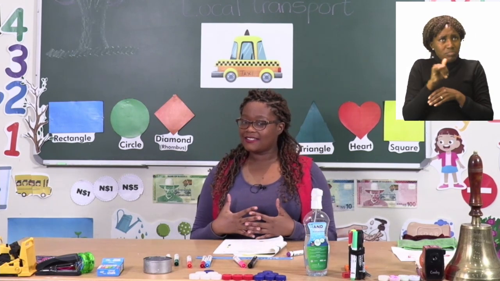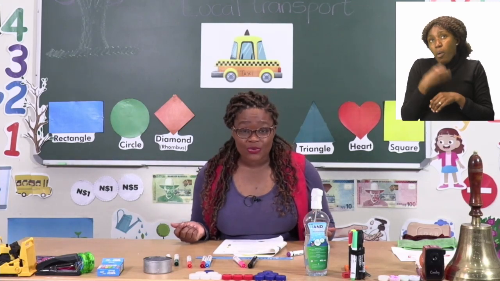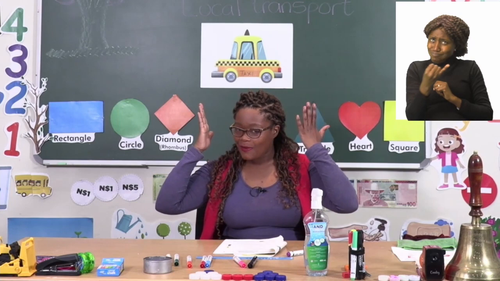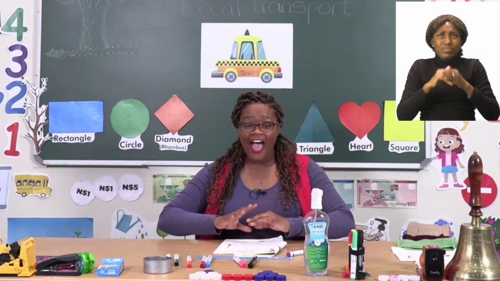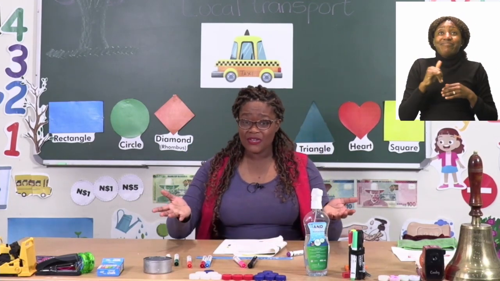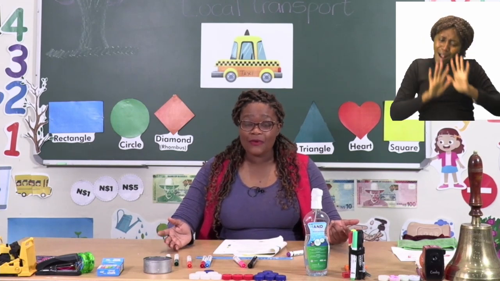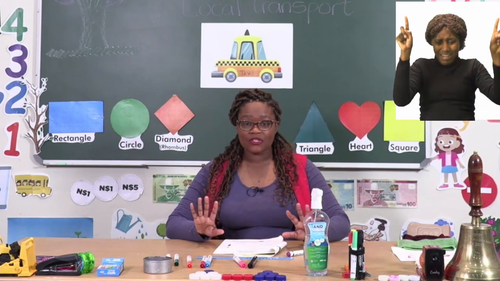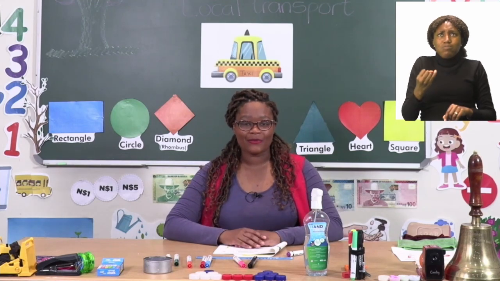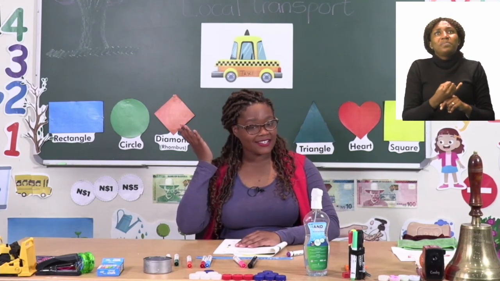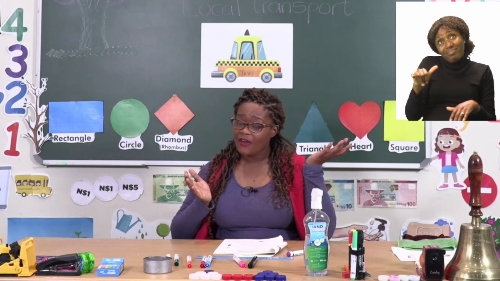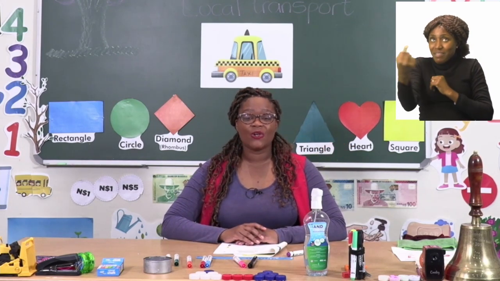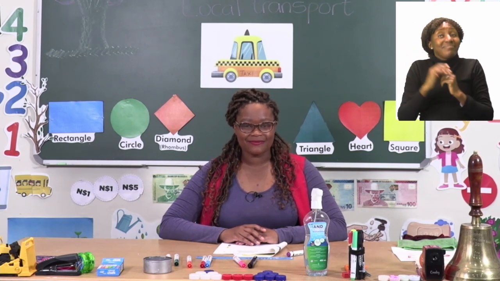Now, I did not draw, but it wants you to draw. So make sure you draw something big, like what you can see there. And when you're done drawing, you can also color. Remember to use your whole page and make sure that your lines are clear as well. So you can draw a taxi or a car or even a bus. All of those are local transport.